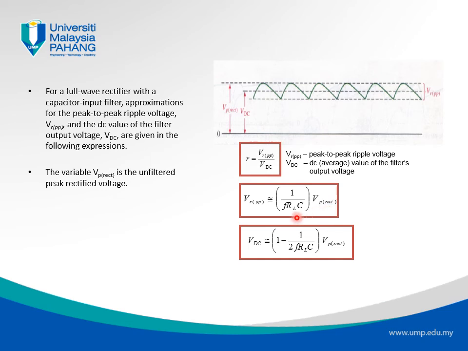So what are these parameters? First, again, VRPP is the peak-to-peak ripple voltage. F is the frequency of the input signals in hertz. RL is the resistance of the load that consumes this voltage. C is the value of our filter capacitor, and VP rectified is the peak voltage of the unfiltered peak rectified voltage, right? Is the unfiltered peak rectified voltage.